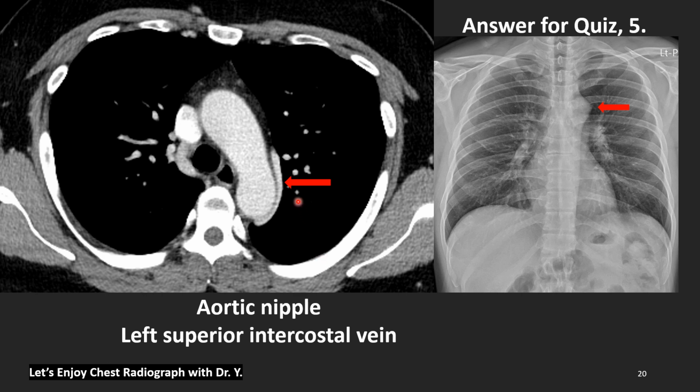This case is the answer for quiz 5. In this actual enhanced CT, we see this vascular line. This is the left superior intercostal vein, and we call it on the chest radiograph the aortic nipple. Was that your correct answer?